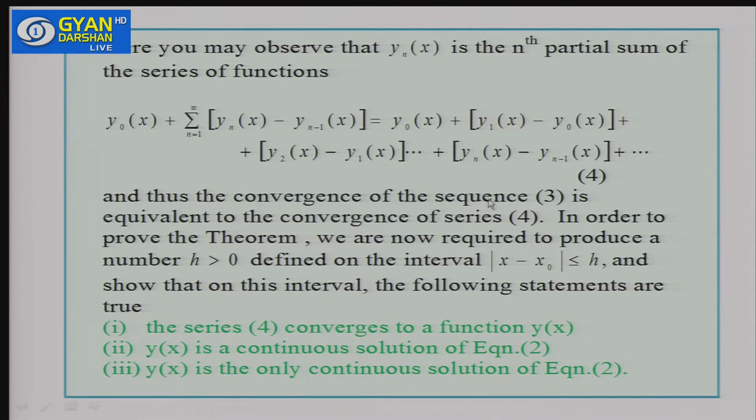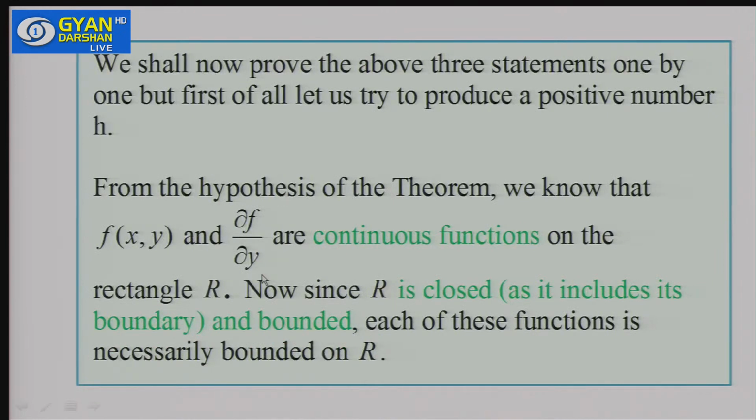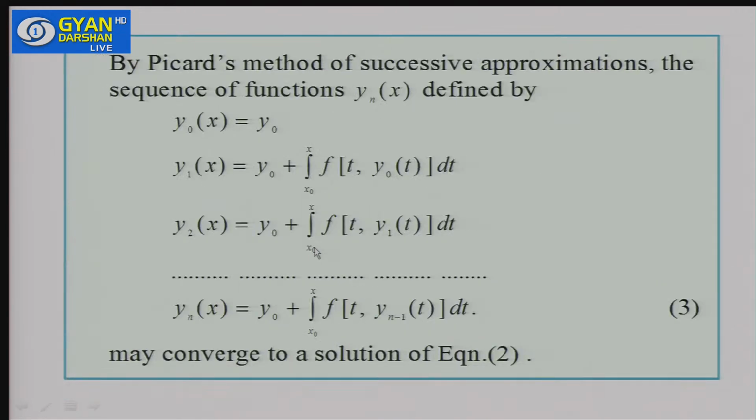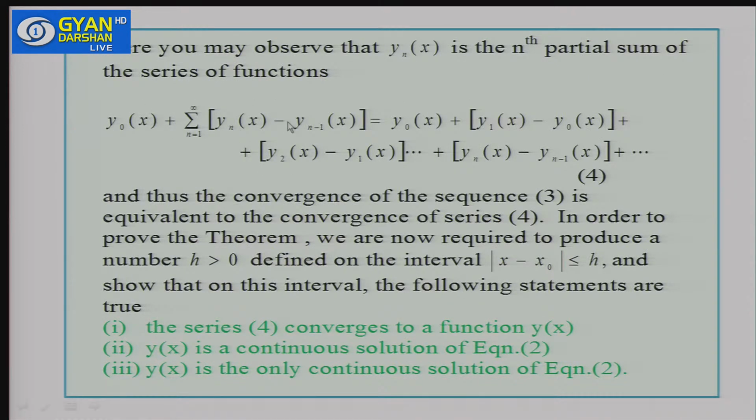And thus the convergence of sequence 3 is equivalent. This is already a standard result: the series will converge when the sequence of partial sums converges. It's a standard result; we all know this from BSc mathematics. You can see this result in sequences of functions and series of functions. In order to prove this theorem, we are going to now prove this series is convergent. This is a smart way of handling things. We are not directly proving this for the sequence, we are proving it for the series.